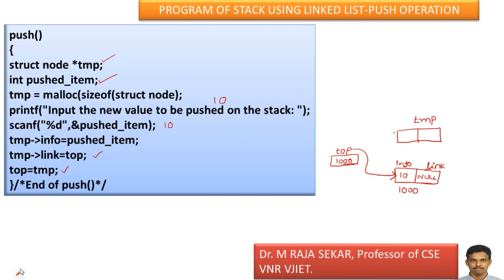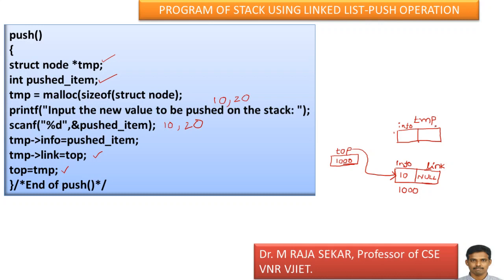Now, where can I go? Let me choose pen. tmp = malloc(sizeof(struct node)). printf, input new value to be added. Previously I entered 10. Now let me say I entered 20. That number 20, where will it get stored? It will get stored in pushed_item. tmp->info. This tmp has two fields. The first field is the info field.